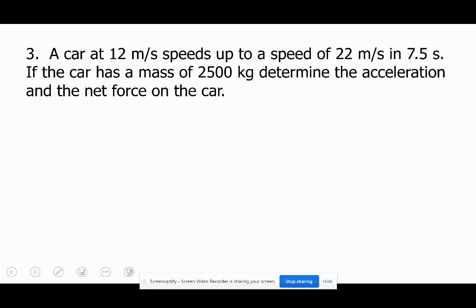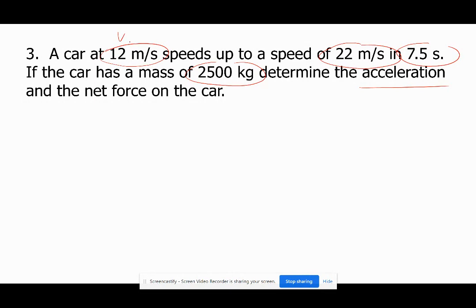That's how you do that one. All right, so that should seem pretty easy. 3 variable formulas usually are, but now we've got something different. 12 meters per second speeds up to 22 meters per second in 7.5 seconds, gives you the car's mass and says find the acceleration. So that looks weird.